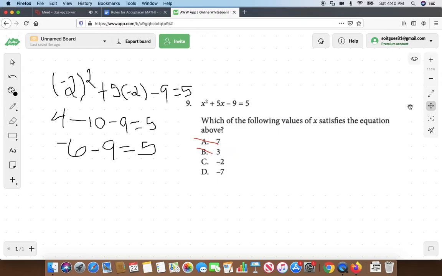So that's going to be negative 15 is equal to 5, which obviously is not a true statement. So we can eliminate C as well. Okay? In theory, we could stop there. Right? Because we know A doesn't work, we know B doesn't work, we know C doesn't work. In theory. I don't recommend it. I'd recommend confirming D.